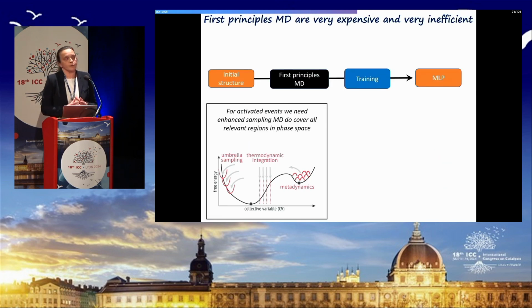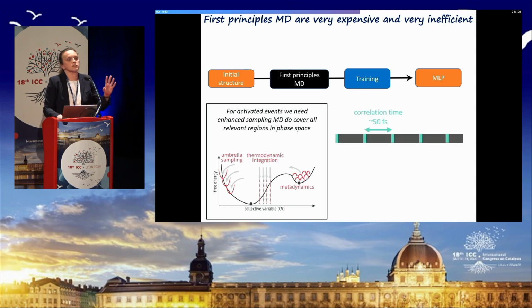When we started off with this, because this has been a whole journey, the machine learning potential development in our group, we were rather naive. We started from initial structures. We did first-principles MD simulations, then we trained, and then we obtained an MLP, let's say. But that is not a good methodology, because if you are doing standard MD simulations, all subsequent structures are very correlated. And then you do a lot of useless quantum mechanical calculations.